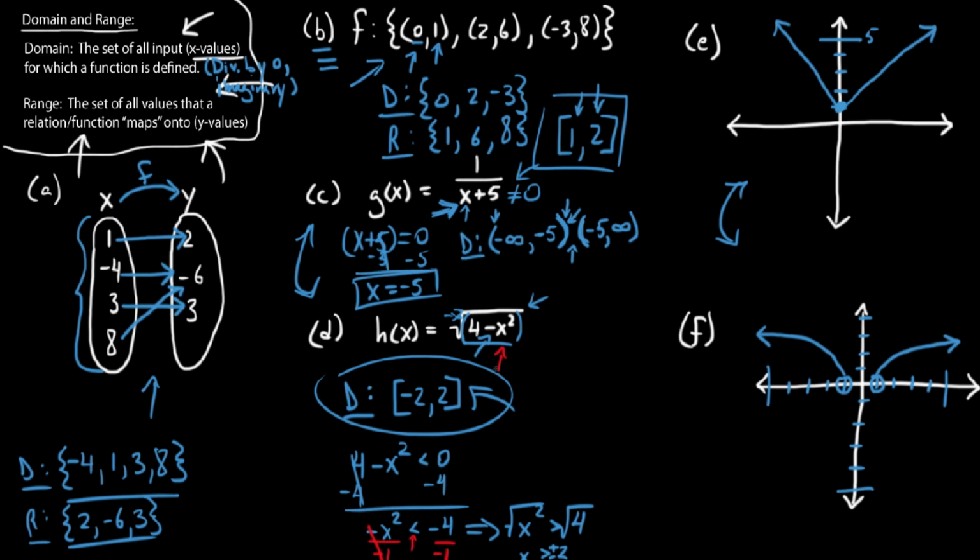Okay? Now the last two we'll look at here real quick are e and f. And the nice thing about this graphically is we can just kind of look at this, but notice I want to look at the domain of this.